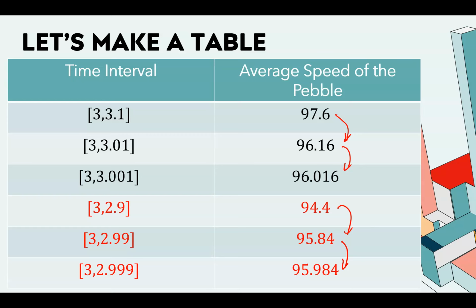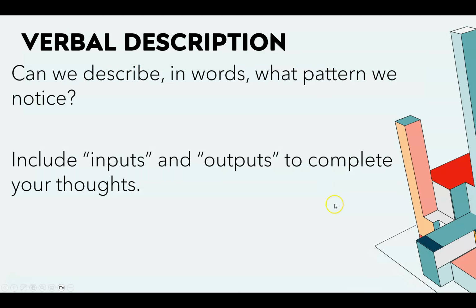Now that might be exactly 96. It may be 96.0000081. Who the heck knows? But both going in the same direction.